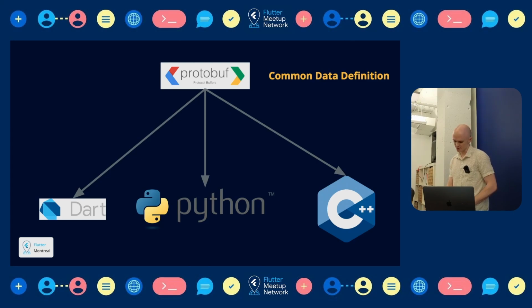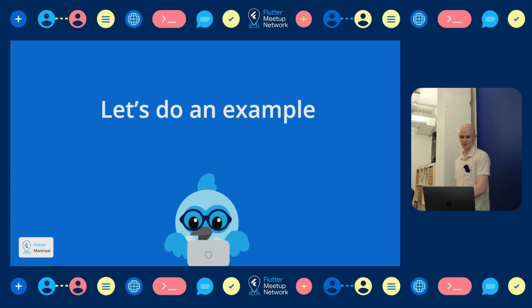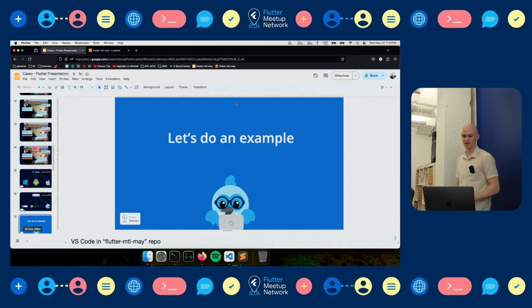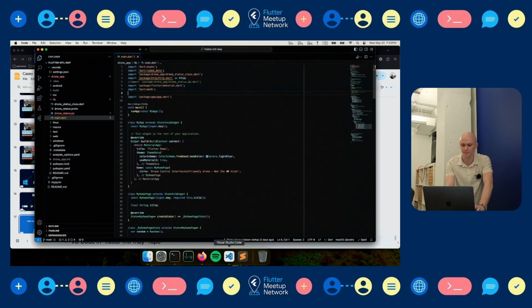What do we have here? All right, cool. So let's go ahead and do that. Let's do an example here. So we're just going to extrapolate off of this drone example and work it in code a little bit here.